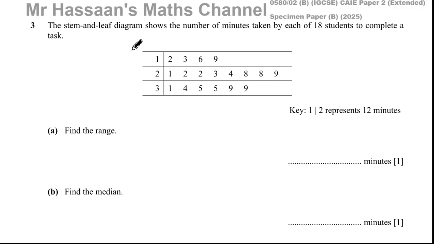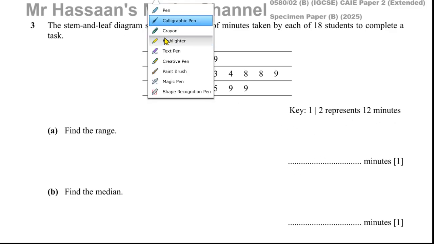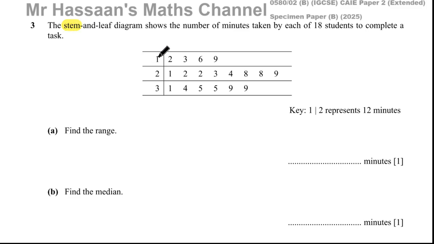So basically a stem and leaf diagram has 2 parts to it. You have the stem, which is this part here before that line, which is part of the number. And then you have the leaf, which is on the other side of the line. Okay, so this part is the stem and this part is the leaf. And they're telling you in the key what these numbers represent.